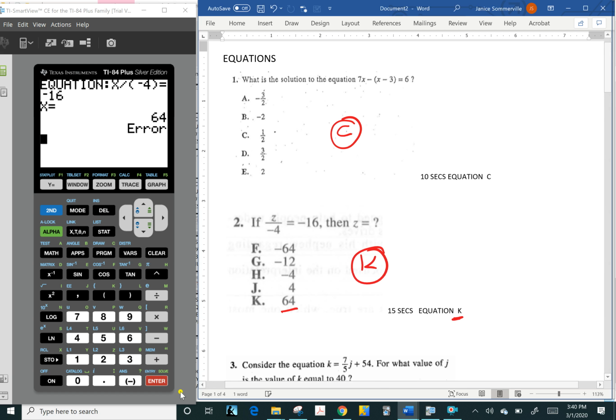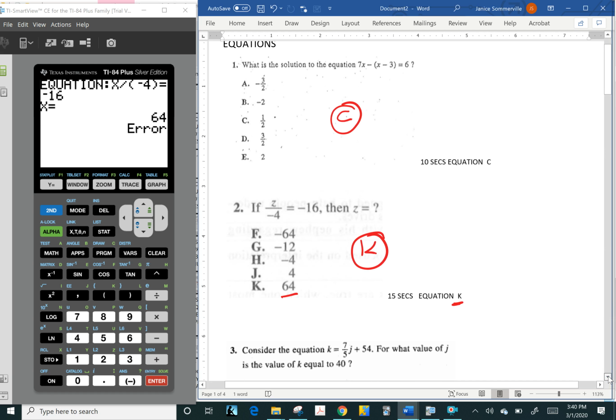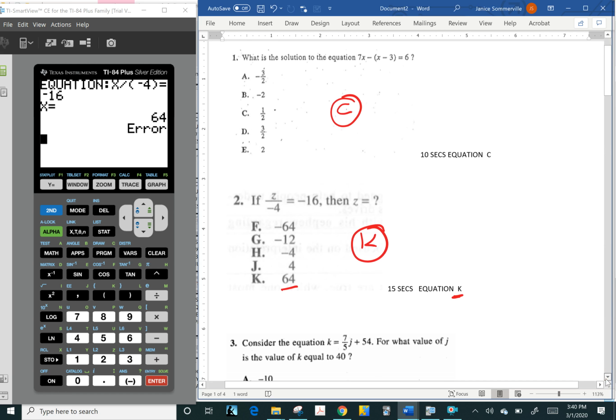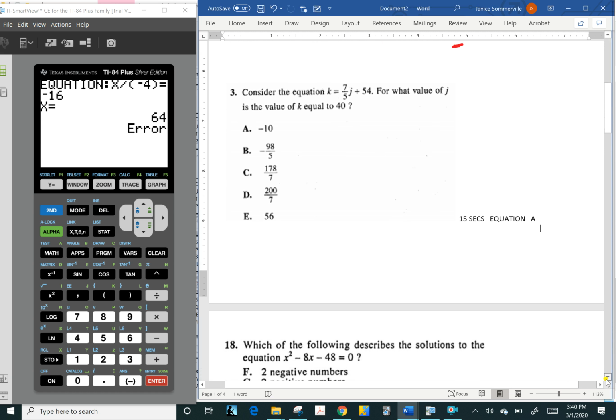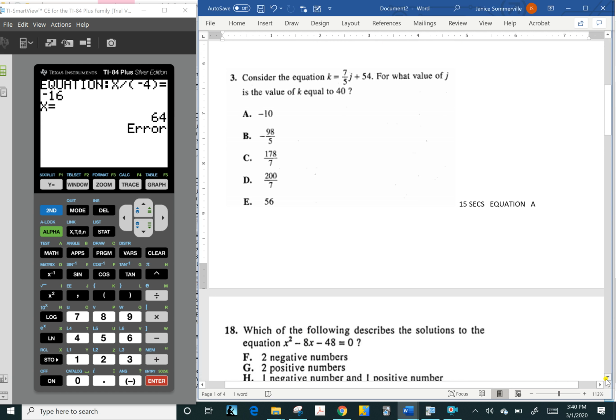But again, it's just a level 2 question. But maybe if you're feeling nervous, if you just want a little reassurance, if you're just having a bad day, it might be handy to have this. And it does questions a lot higher in value. I'm just showing you very basic things. So this is a level 3 question. It says consider the equation k equals 7/5 of j plus 54. For what value of j is the value of k equal to 40?